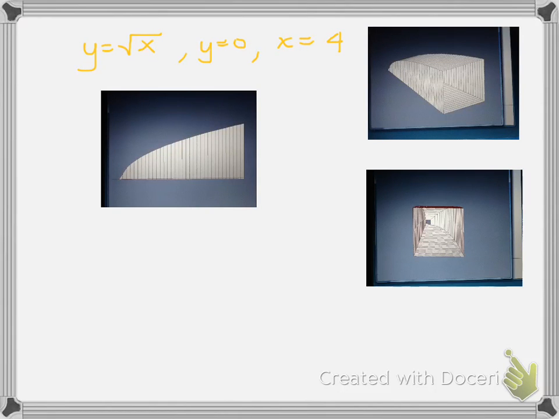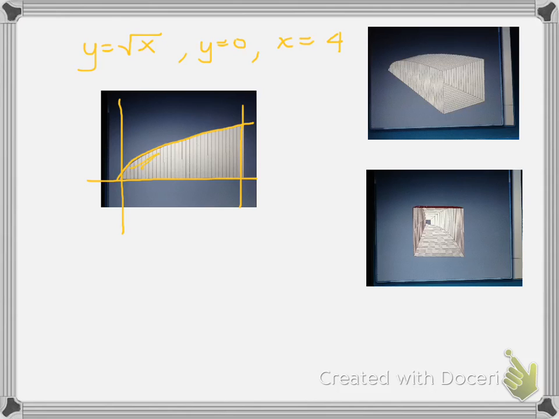All right, so we're going to change up the volume discussion here for a minute. Instead of taking a region and revolving it around an axis using a disk method or a washer method, what we're going to do this time is take a two-dimensional region, in this case y equals the square root of x. Here's the square root of x curve, capped off with y equals 0, and bounded over here with x equals 4.